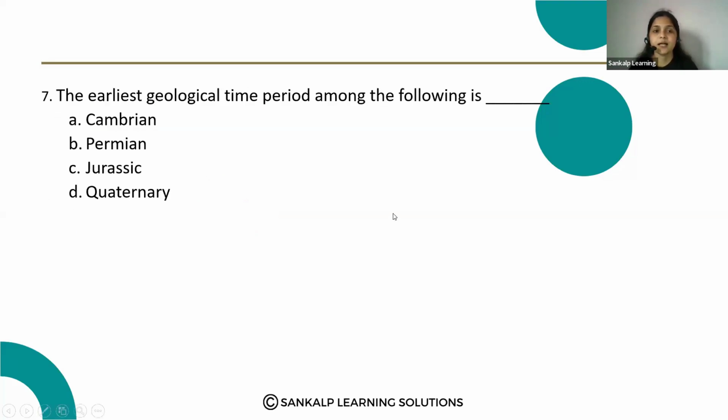Next question. The earliest geological time period among the following is Cambrian, Permian, Jurassic, and Quaternary. Here, option A is the correct answer. Cambrian is the earliest, that is, the oldest. After that come Permian, Jurassic, and Quaternary.